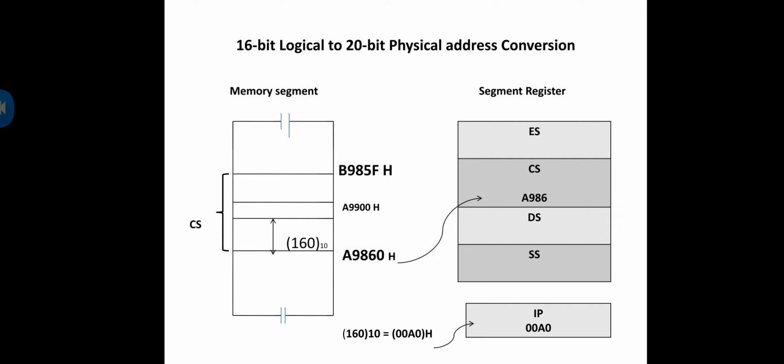Now coming back to the logical to physical address conversion. Let the instruction to be fetched be at address A9900 in hexadecimal, which is at a distance of 160 decimal, or 00A0 in hexadecimal. You may calculate this by converting the starting address and the address of the instruction into decimal, then finding the difference and converting it back to hexadecimal. So here it is 160 decimal, which equals 00A0 in hexadecimal. Now this offset address, or this distance, is stored in the instruction pointer register.